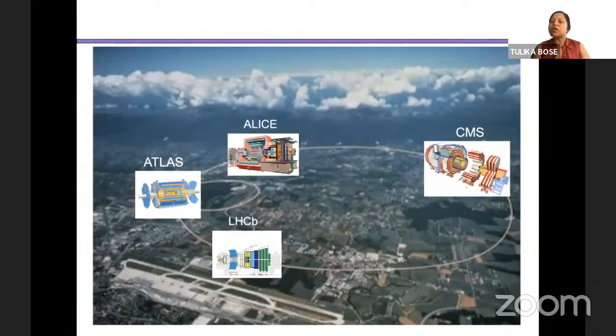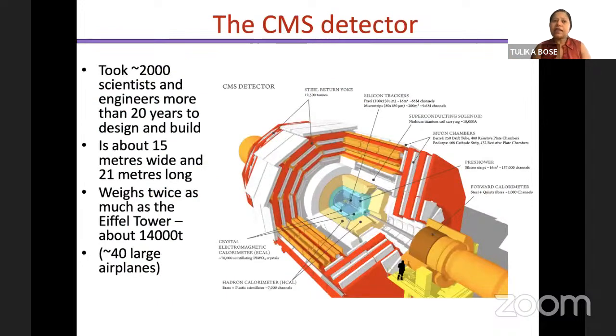There are actually 4 experiments situated around this ring, and 2 are called ATLAS and CMS. CMS, the compact muon solenoid experiment, is the one I work on. ATLAS and CMS are 2 general purpose experiments that do a wide variety of particle physics. There is another one called LHCb, which studies specifically the physics of B quarks, and then the ALICE experiment, which studies heavy ion collisions. The CMS detector took about 2,000 scientists and engineers more than 20 years to build.